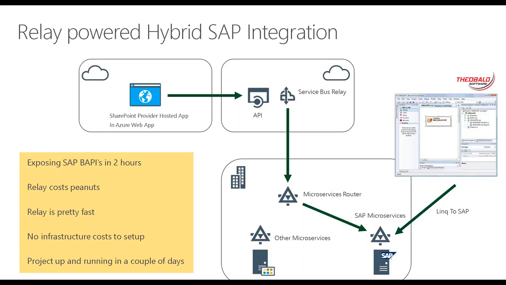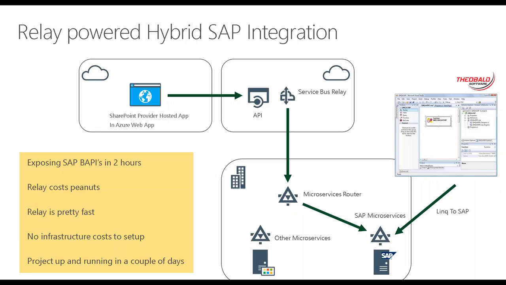And what we found was that in no time at all, we were talking like 2 days, we had the architecture up and running, and we were able to make a call through from the provider-hosted application to get data out of SAP. One of the cool things we did here was we're also using this product I've just put on the slide here called Link to SAP, from Theobald Software. For the SAP integration bit, we were able to take a BAPI that was in SAP, drag it into the designer, write some .NET code to call it, and wrap that up inside our service.